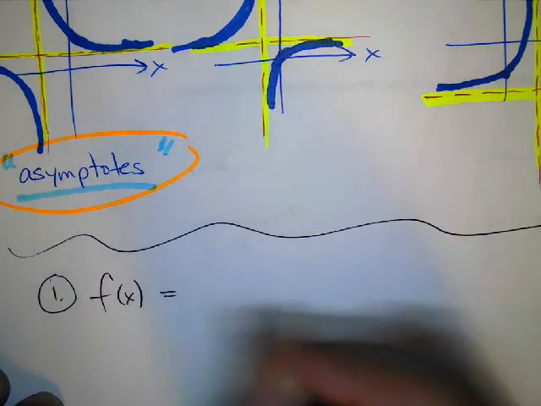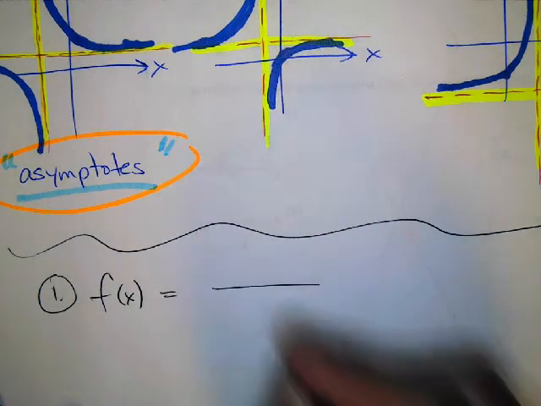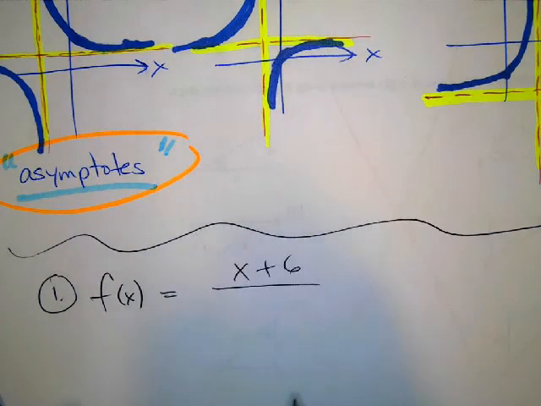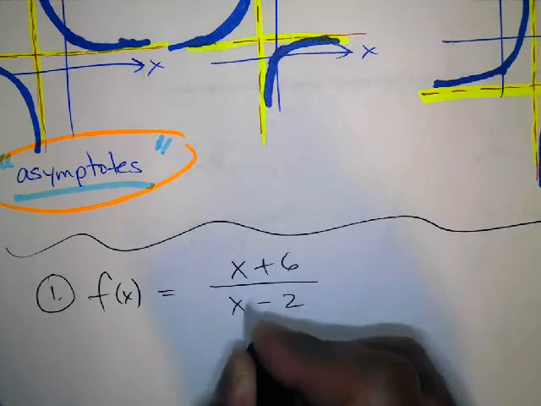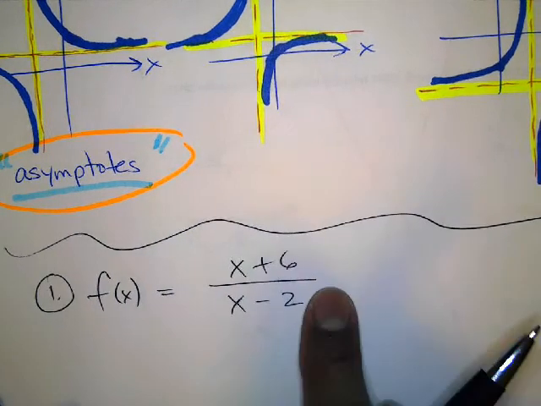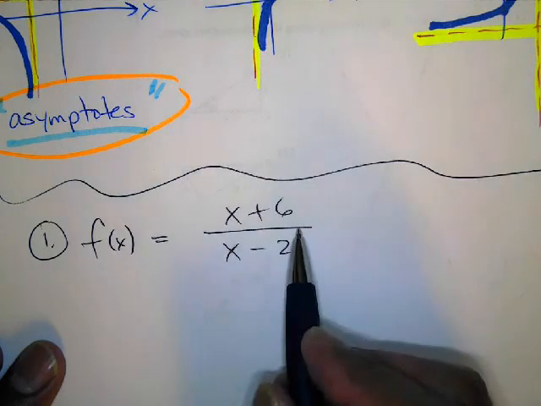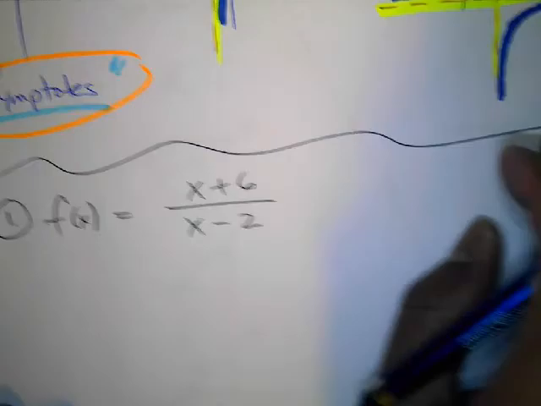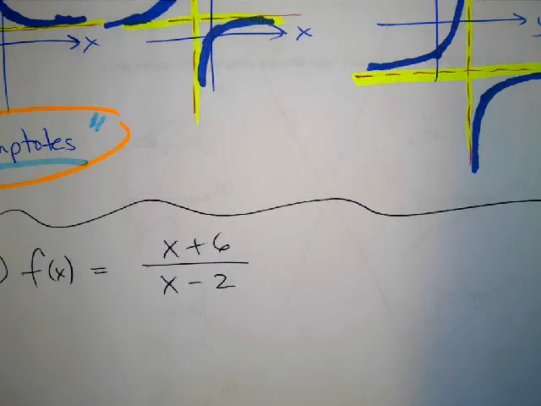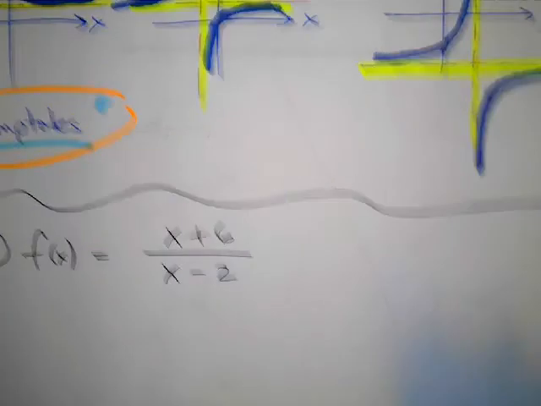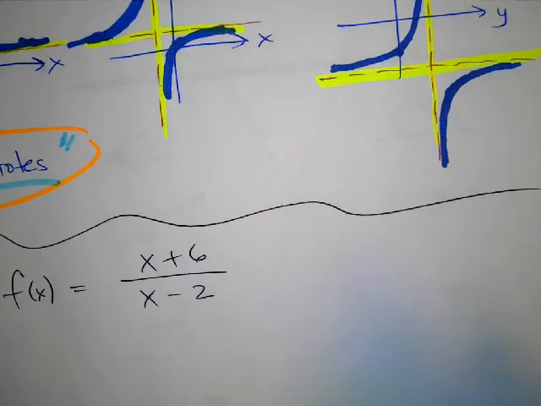Number one, f of x is equal to, and here's a rational function or a rational expression. You're going to have a numerator and a denominator. That's why it's a rational expression. There's a numerator and there's a denominator, right? Okay. For this one, I'm going to explain in the other video how to draw the asymptotes. I'm going to draw the asymptotes for you, okay?